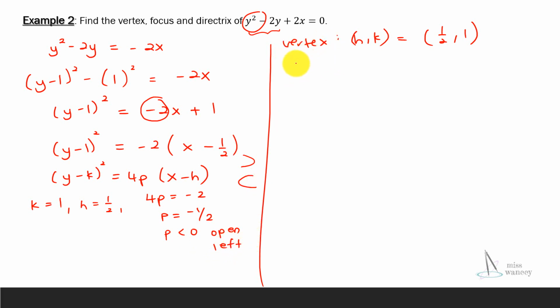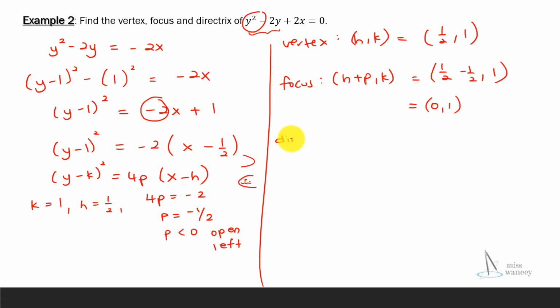Okay, so now let us calculate the focus. For the focus, this distance should be p. Therefore, I should add the p to the x. So this is h plus p with k. Therefore, this is 1/2 minus 1/2 with 1. So the focus will be 0 and 1.